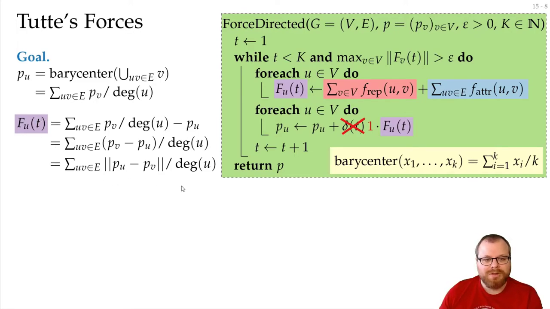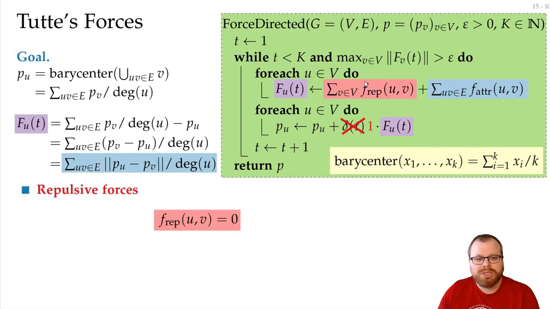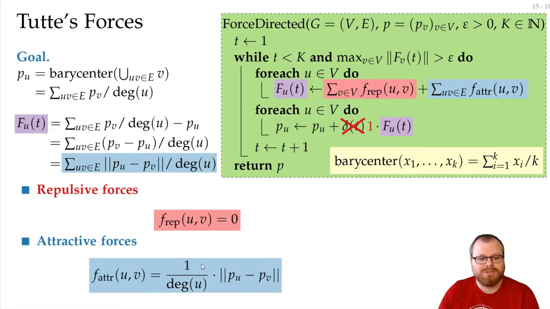Now, how can we model this with these two forces? Do you have an idea? Well, if we have a look, we have some force to the neighbors, but we don't have a force to the non-neighbors. So we don't need a repulsive force. We can just set the repulsive force always to 0. And the attractive force will be just that. So we have 1 divided by the degree times the Euclidean distance. And that's all the forces we need.